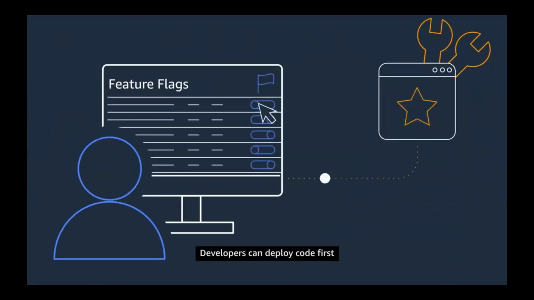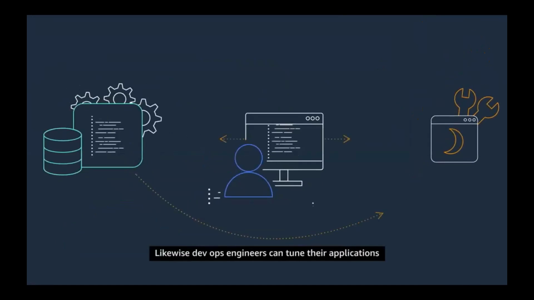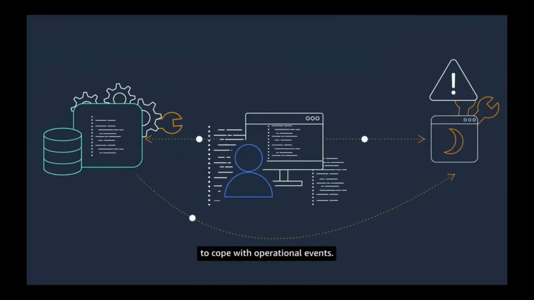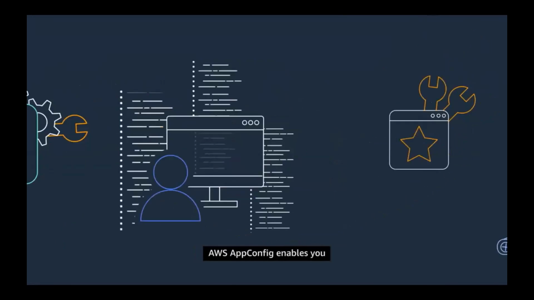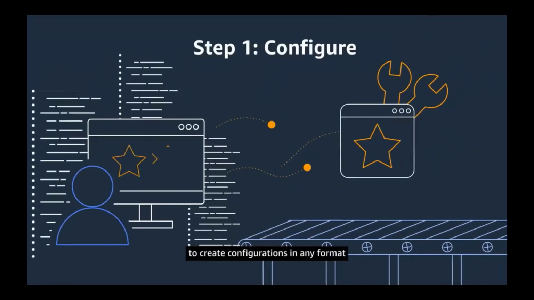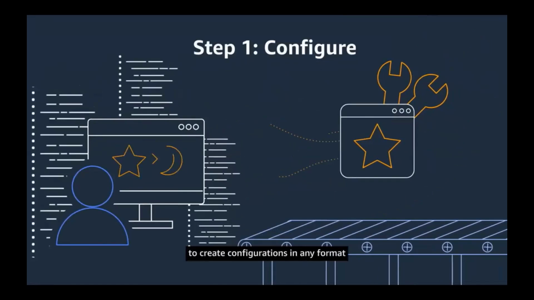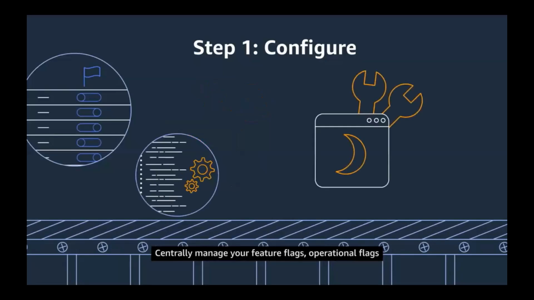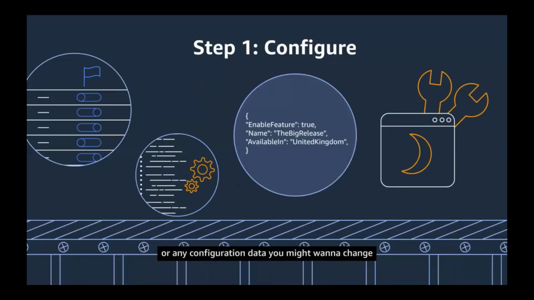Developers can deploy code first, and then, with AWS AppConfig, they can release new functionality by toggling a feature flag, independent of the code deployment. Likewise, DevOps engineers can tune their applications to cope with operational events. AWS AppConfig enables you to create configurations in any format that works best for you. Centrally manage your feature flags, operational flags, or any configuration data you might want to change at app runtime.